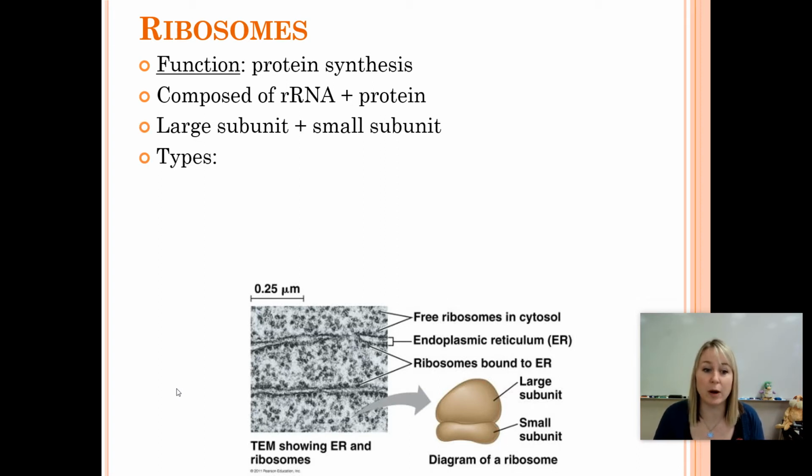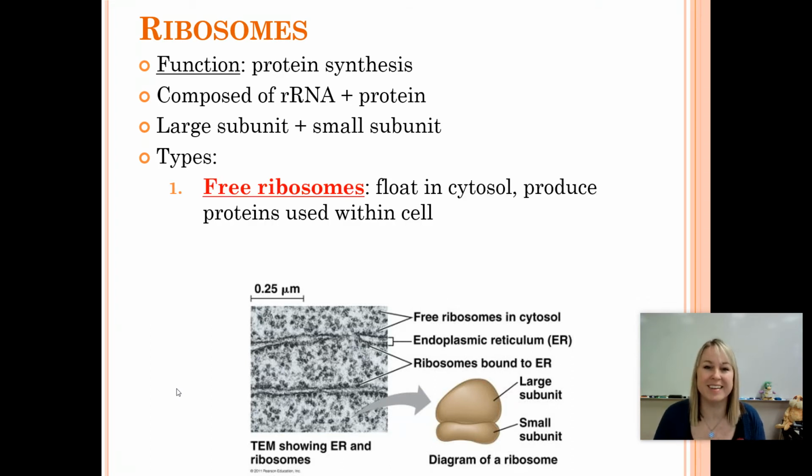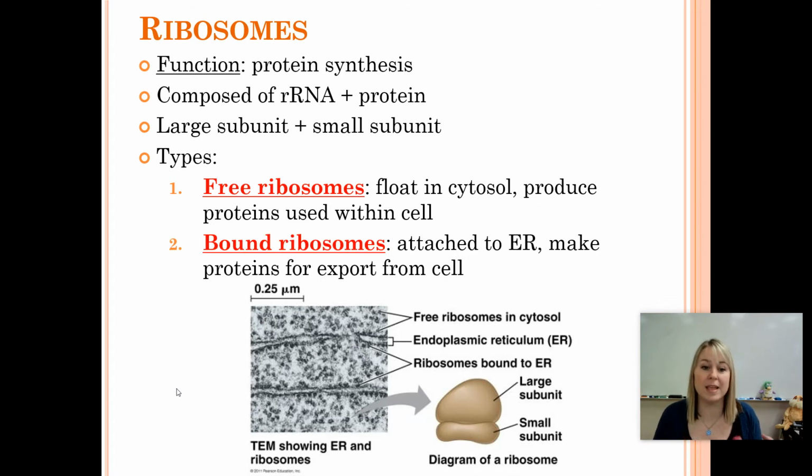They are made up of two parts, small and large, and there's a couple types. And this is new information for AP that is different than what you learned in regular. Free ribosomes, or the ones floating around in the cytoplasm, are different than the ones that are found bound to the ER. The free ribosomes are making proteins for use by that cell so that the cell gets its jobs done. And then the bound ribosomes are making proteins that are going to be exported out of the cell and used by the organism or put into the environment.